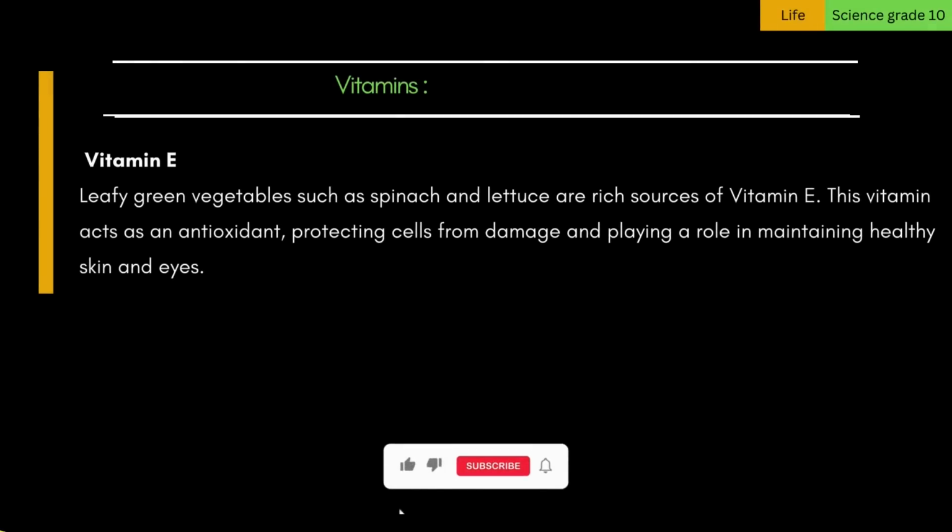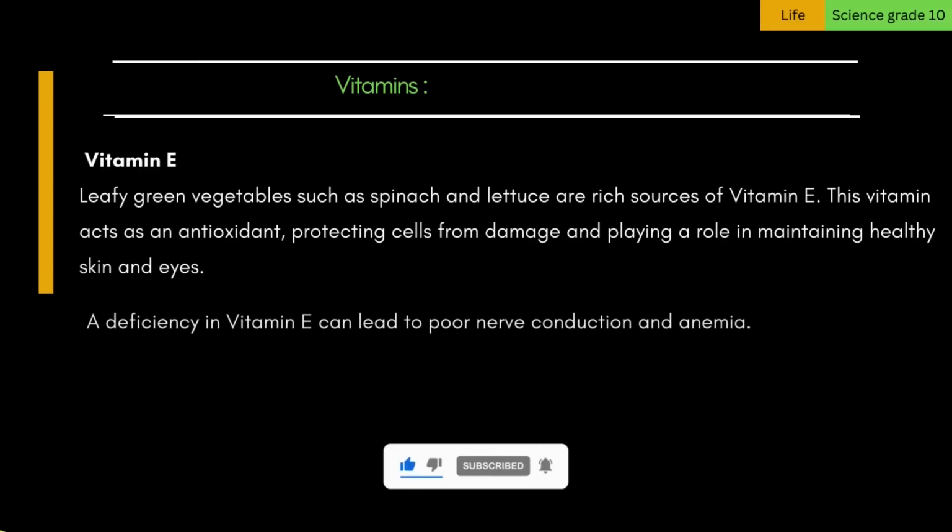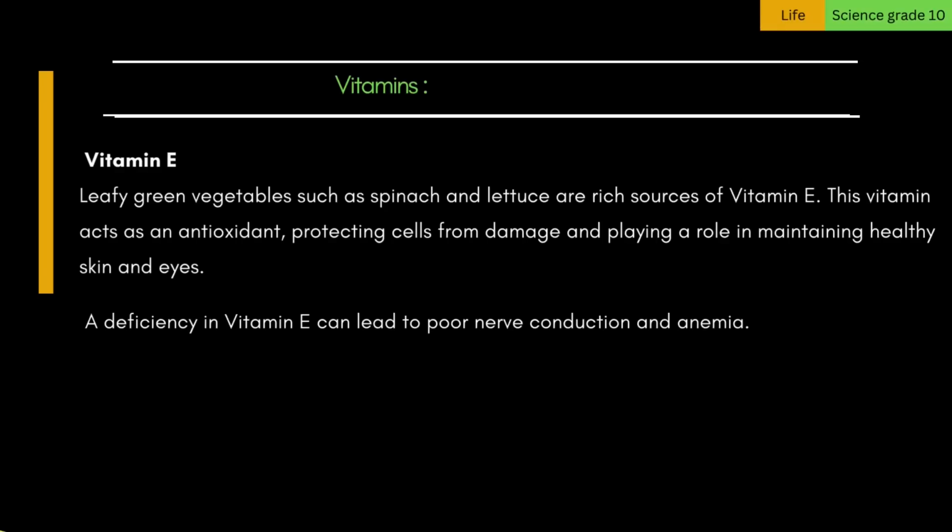5. Vitamin E. Leafy green vegetables such as spinach and lettuce are rich sources of vitamin E. This vitamin acts as an antioxidant, protecting cells from damage and playing a role in maintaining healthy skin and eyes. A deficiency in vitamin E can lead to poor nerve conduction and anemia.